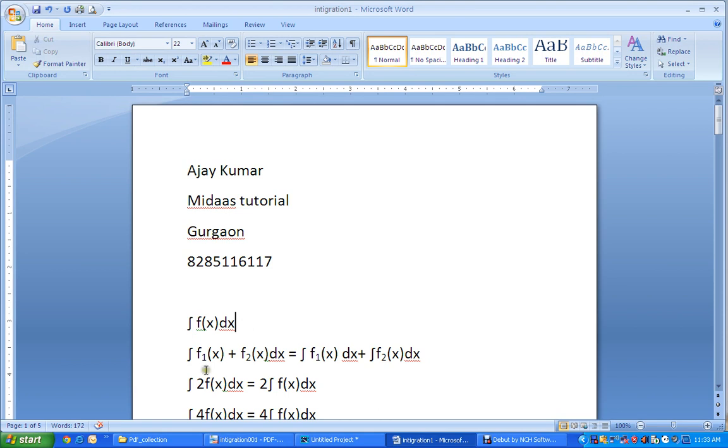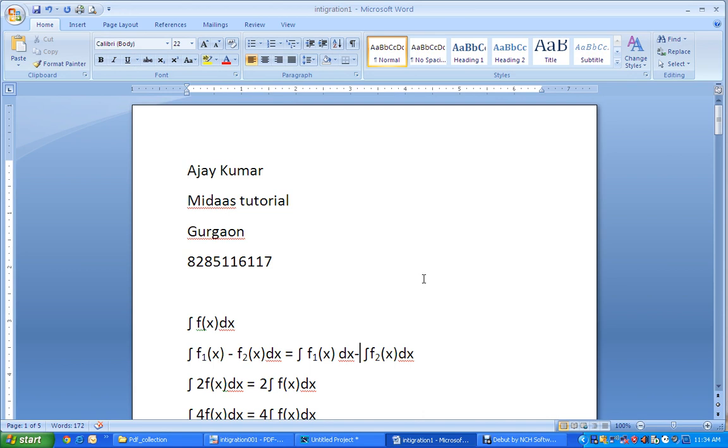Similarly, in the second line, integration of f1(x) plus f2(x) dx, you can separate into two parts, like integration f1(x) dx plus integration f2(x) dx. Similarly, you can do it for the minus also. If there is a minus sign, integration of f1(x) minus f2(x) whole dx will be integration f1(x) dx minus integration f2(x) dx.